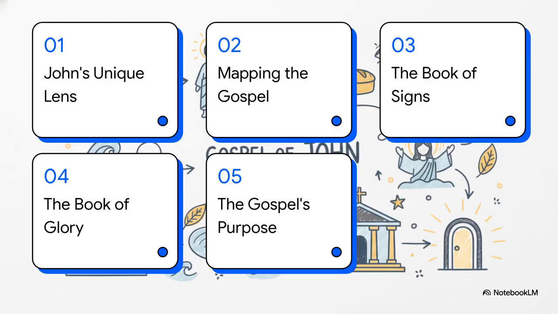Okay, here's our roadmap. First, we'll look at John's unique point of view. Then we'll literally map out the gospel structure. From there, we'll go deep into its two huge sections, the Book of Signs and the Book of Glory. And then we'll wrap it all up by looking at the author's own reason for writing the whole thing down.